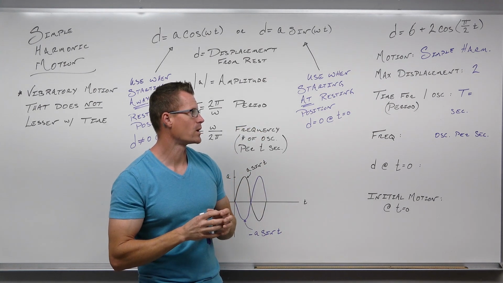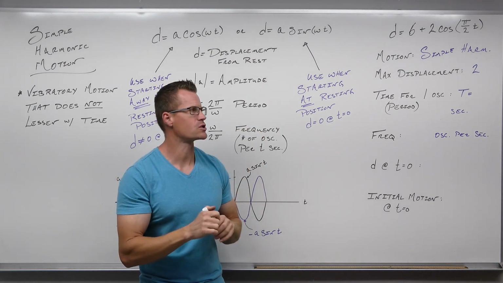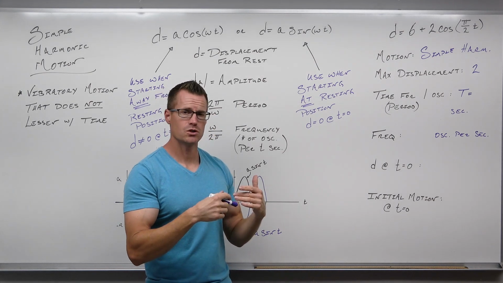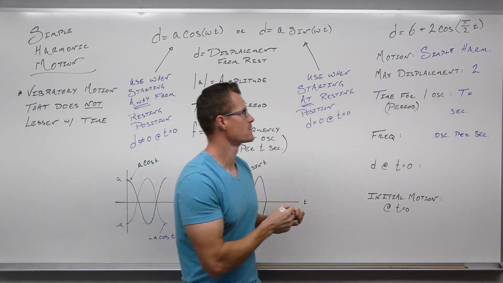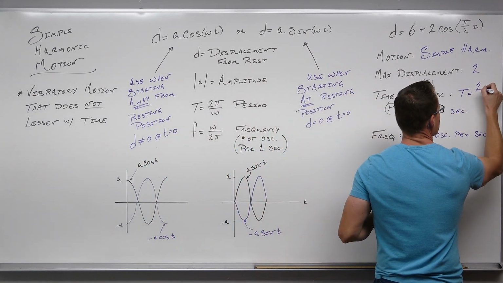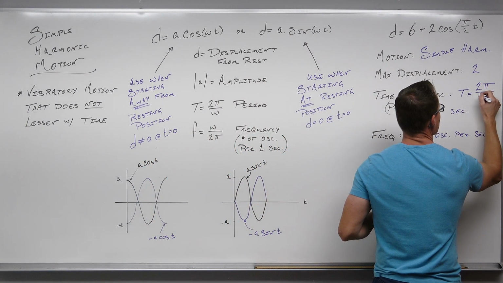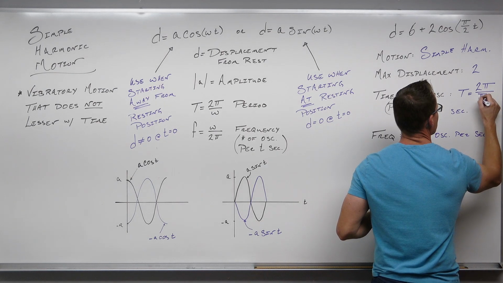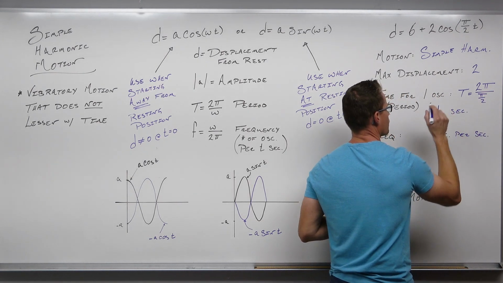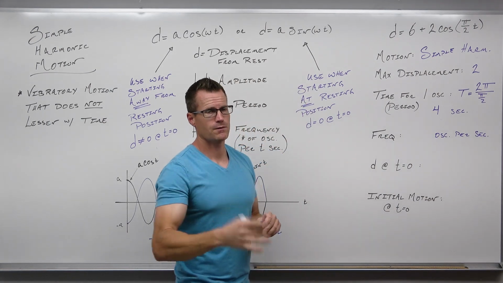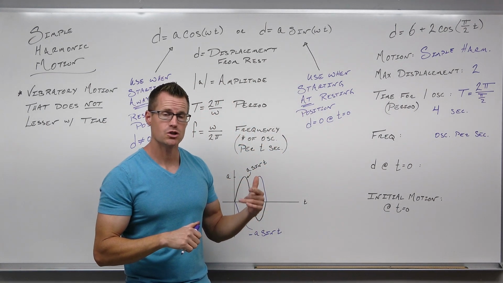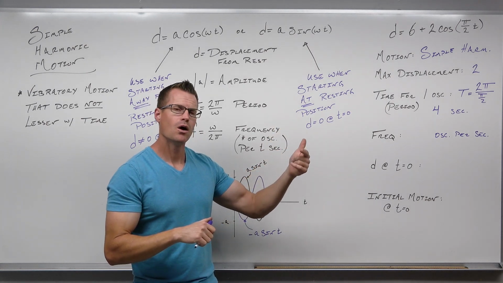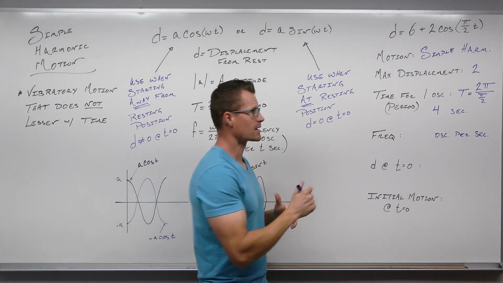How about the time for one oscillation? It's still a period question. So our period is still 2 pi, because that's cosine, divided by pi over 2 in our case. Which would still give you 4. So this is still 4 seconds per oscillation, or the reciprocal of that is 1/4 of an oscillation per second. That's our frequency.